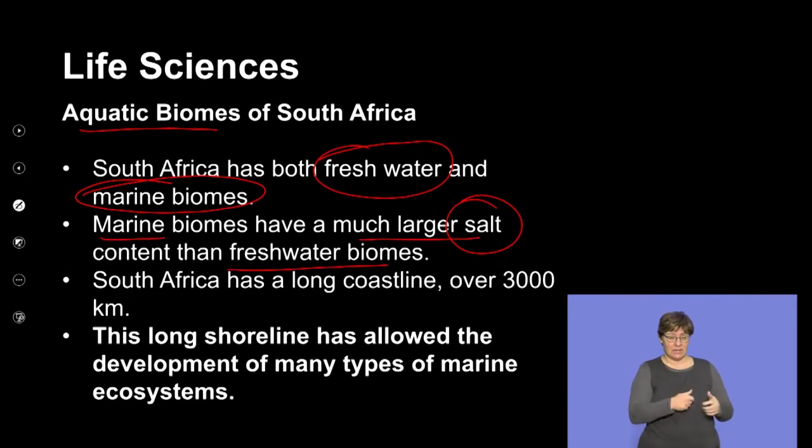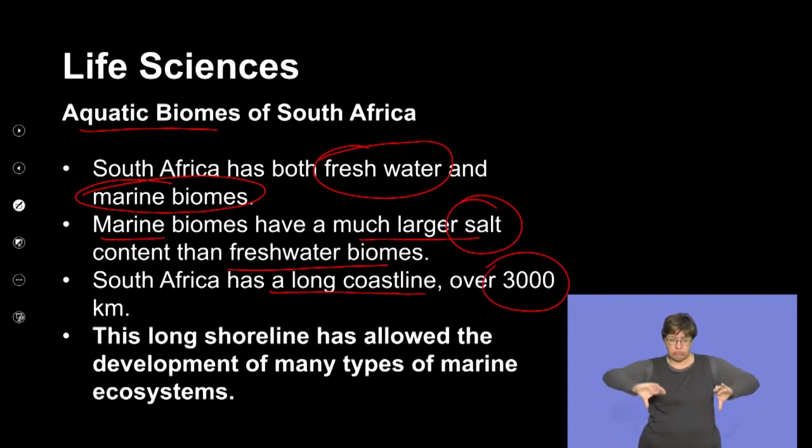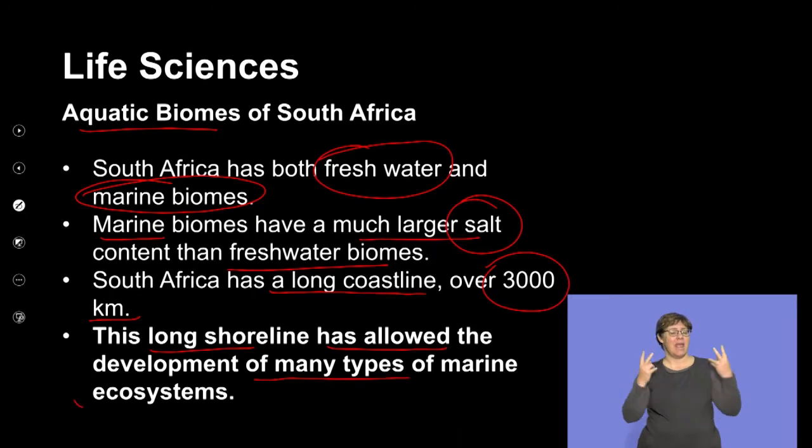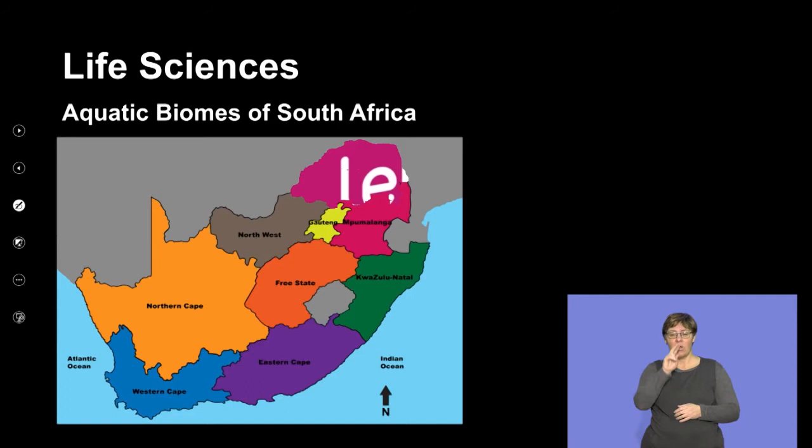South Africa has a long coastline which stretches over 3,000 kilometers along the east coast, the southern part, as well as the western coast. This long shoreline allowed for the development of many types of marine ecosystems. So we're going to look at these biomes from trying to understand this.